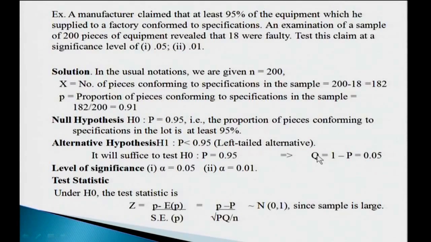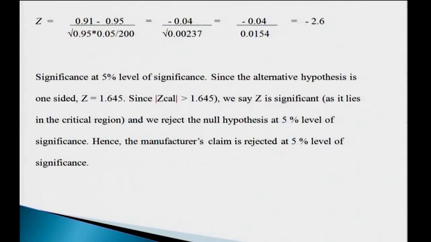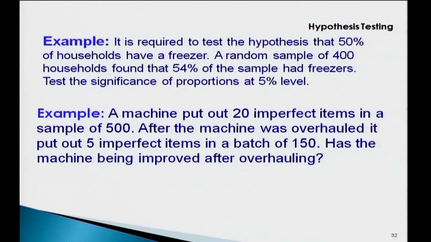So, if we are getting 18 defective out of 200, it means he is not meeting the specifications. He was expected to deliver at least 95% of the equipment meeting specifications, but when there are 18 faulty out of 200, and with this statistical method it is confirmed he is not able to meet those specifications, right.